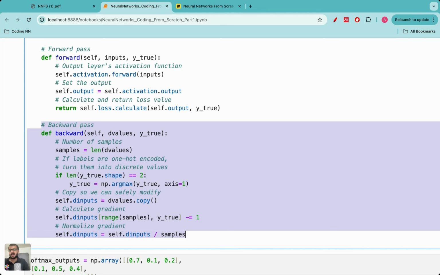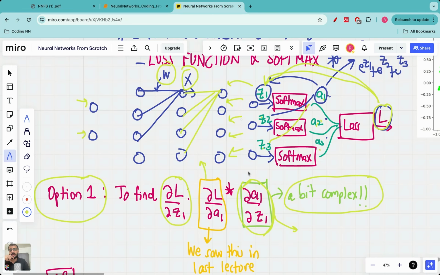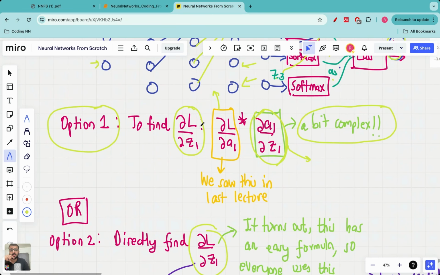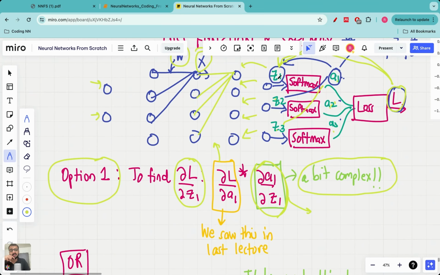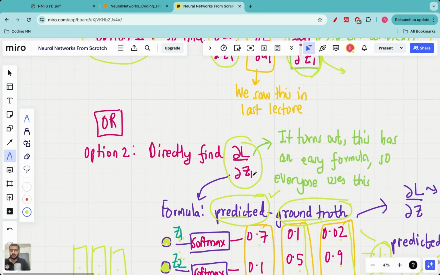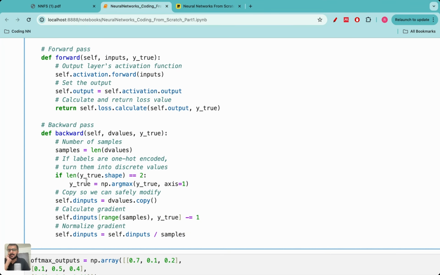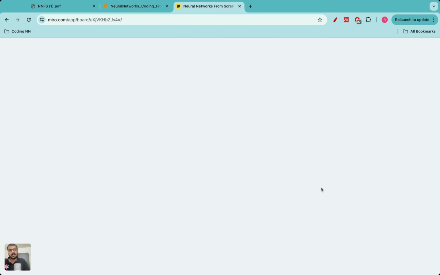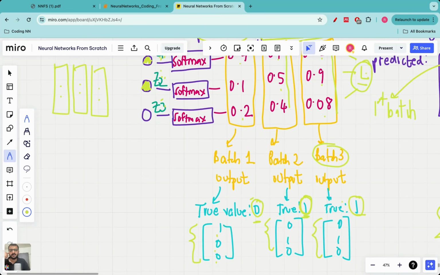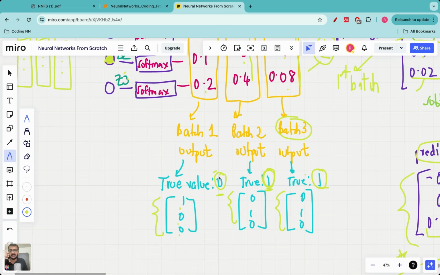So, in these 4 to 5 lines of code, we are going to return the partial derivative of loss with respect to the softmax inputs Z1, Z2, and Z3 using this formula, predicted minus ground truth. So, let's see how that is actually done. First thing we do is look at the shape of the y true. Remember that for the purposes of this code, it's good for us if y true is in the format of numbers like this, like 0, 1, and 1. This was the shape of y true which we looked at in the example.